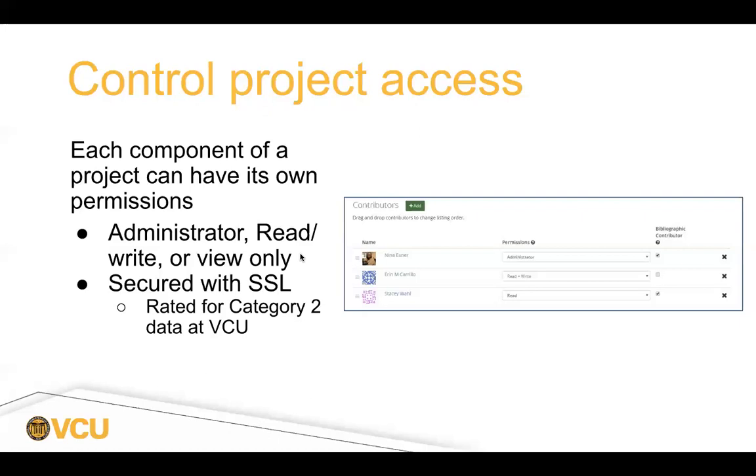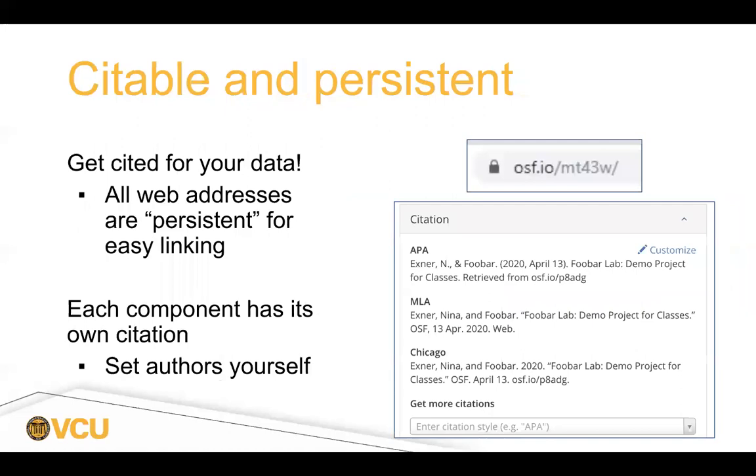It has a persistent short URL, like this one that I have the picture of at the top here, osf.io, and then a little code. If I copy that URL now and I go back to it in 20 years, that same URL is going to get me back to the same project. So it's a long-term, or what we call persistent, address.